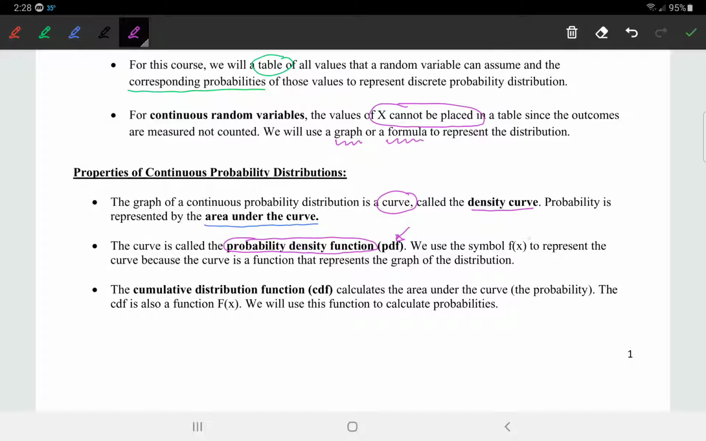Right? Lots of times we'll use a lowercase f of x to represent the curve because it is a function that represents the graph of that distribution. Now remember, the probability is represented by the area under the curve, and we'll need another function. This will be the cumulative distribution function. We will abbreviate that CDF, and it will calculate the area or the probabilities for us. It's also a function, so we'll give it capital F of x. And this is what we'll use to calculate the various probabilities.